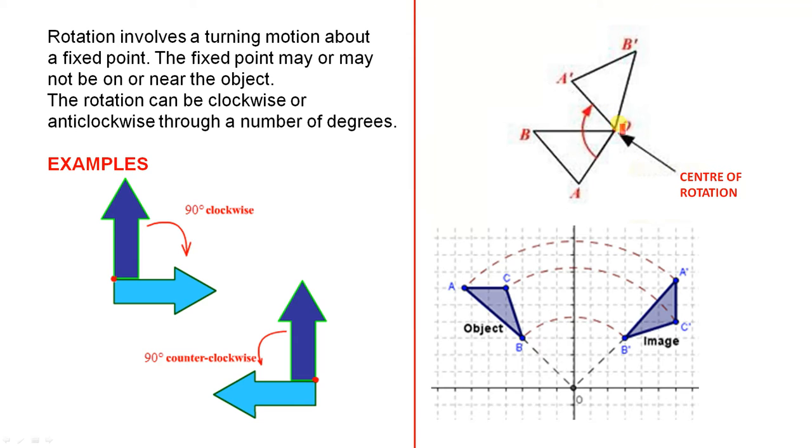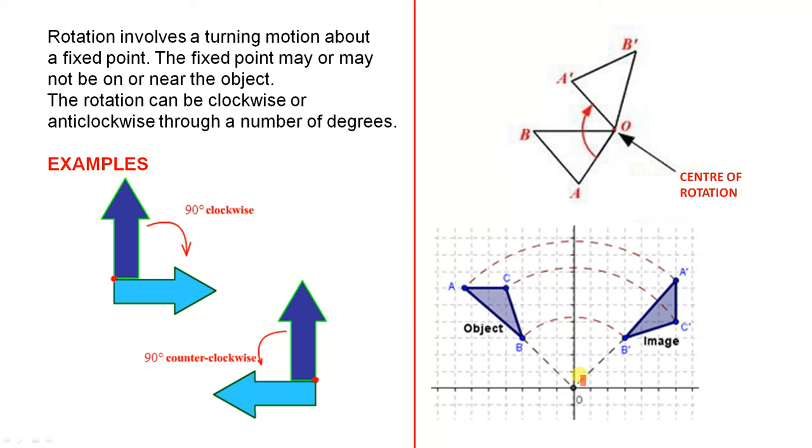Let's assume that the center of rotation for this triangle, for example, ABO, is right there. And we rotate in that direction, that is an anti-clockwise direction, and here's our image. So in that example there, and these two examples here, the fixed point where the rotation occurs has been on the corner of the objects or the figures.